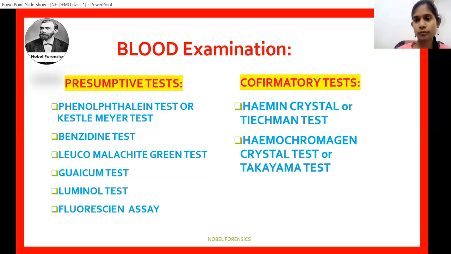There are only two confirmatory tests for blood: the hemin crystal test or Teichmann test, then the hemochromogen crystal test or Takayama test. These are also important. They may ask questions like: which of the following is a confirmatory test for blood? Which of the following is a presumptive test for blood?